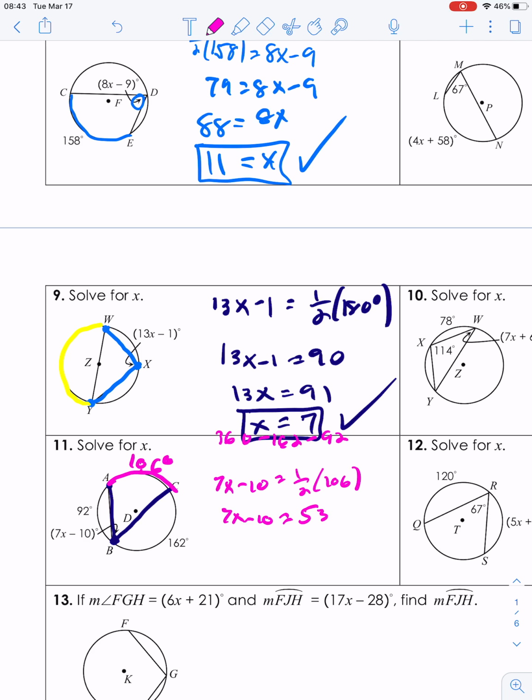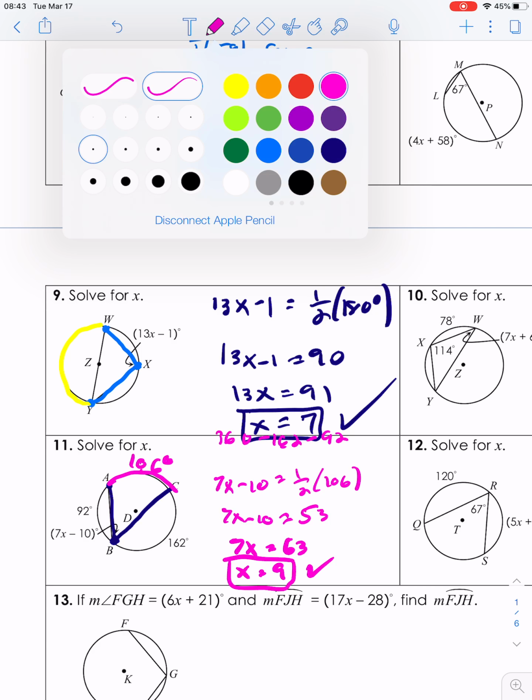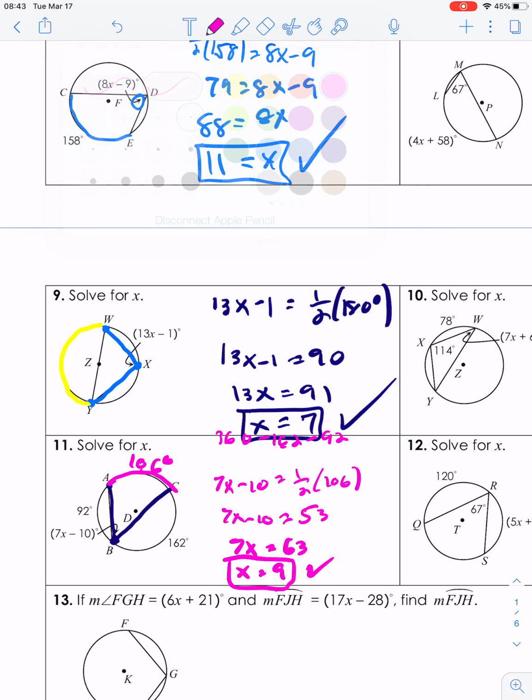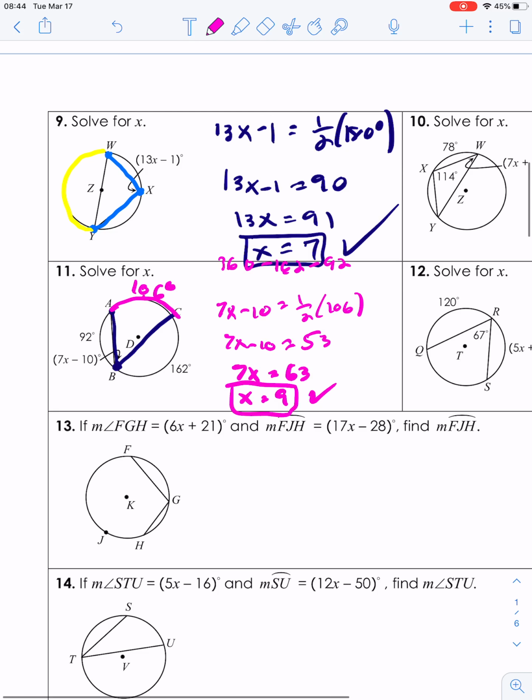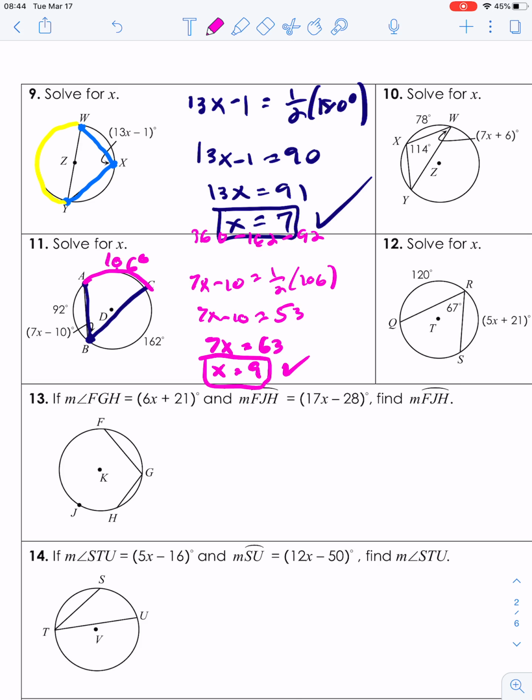So 7x minus 10 equals 53. So we know 7x equals 63, which means x equals 9. Boom. Done. Why did this get fatter? Weird. I'm going to go skinnier now. Okay. Number 13. Here we go. Sticking with hot pink. Number 13.